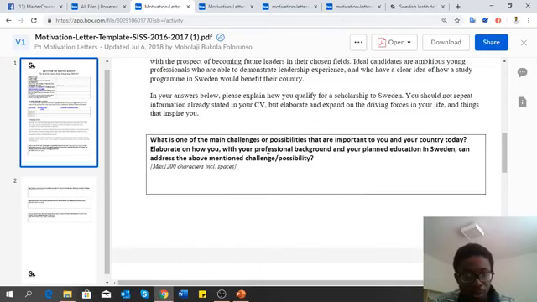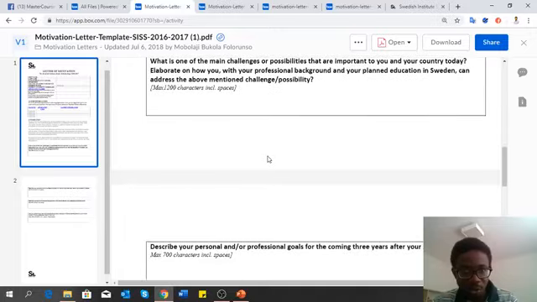They're asking about your professional background. They want to know something about your professional background and about your planned master studies in Sweden. And then they want to know about a major challenge, a major problem in your country. They want to know if you understand the major challenges affecting your country, especially the ones related to your professional background, the ones which you can help solve. So that's what they are trying to understand with this question.